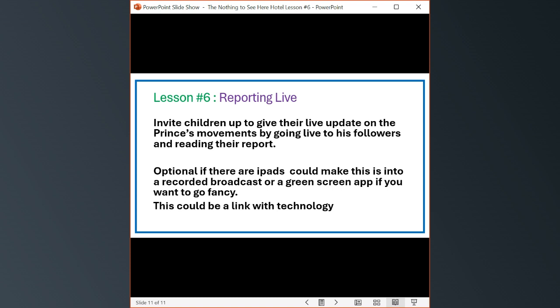in the classroom. They could do also with this, if you had access to an iPad, you could tie into your technology and they could make it into an iMovie. Maybe if your school has a green screen, they could record it like it's a real live update and edit it, if that fits into your technology too, and share with the class, maybe on Seesaw or whatever app your school uses.